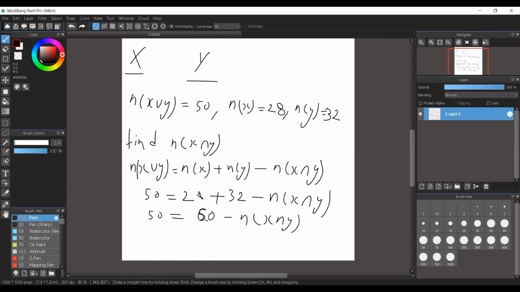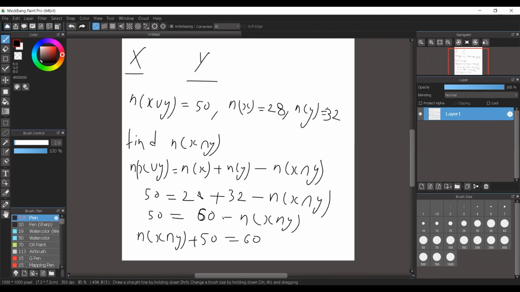Okay, now take it to the opposite side. Here it's minus, so we're going to take it to the opposite side. Wait, no, wait. We're going to get a negative. We don't want to get a negative. So what we're going to do, first we're going to take this, minus n of X intersection Y, to the opposite side. We don't want negative, we need positive. So we're going to take 50 to the other side. It's going to be n of X intersection Y plus 50 equals 60.